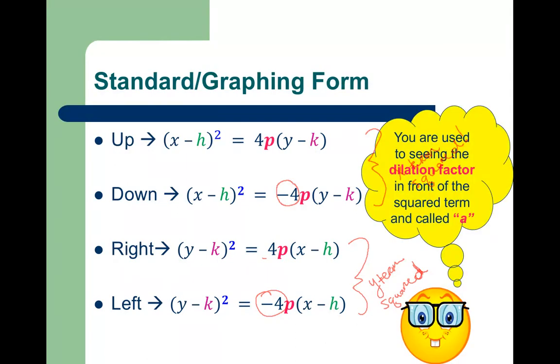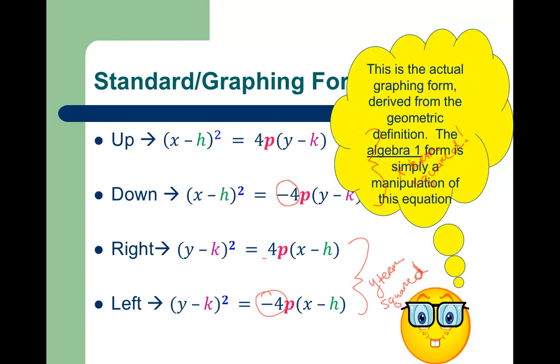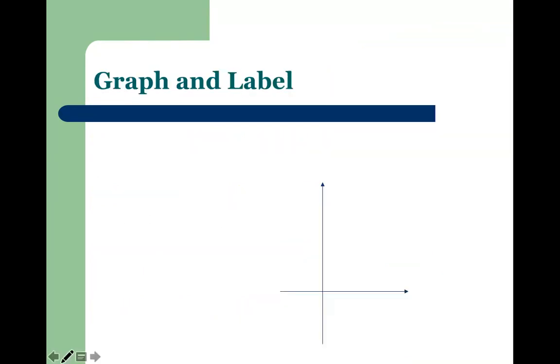Sorry, I kind of wrote over that. My bad. You're used to seeing that dilation factor, that a in front of your squared term. When you expand it, this is obviously a little bit different, but just keep in mind that we can go between the two. This is the geometric definition. The algebra form that you're used to is just a manipulation of this. We can switch between them. So you might see it as y equals ax squared plus bx plus c, and we ask you to put it in this standard or graphing form. So this is just the geometric definition.